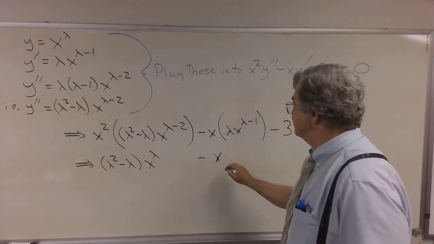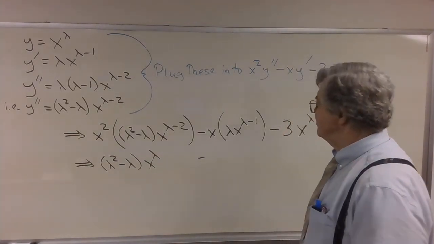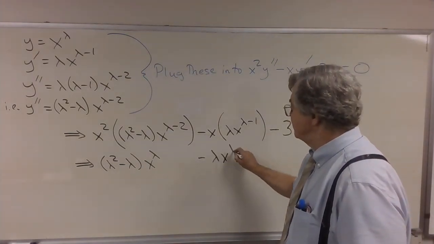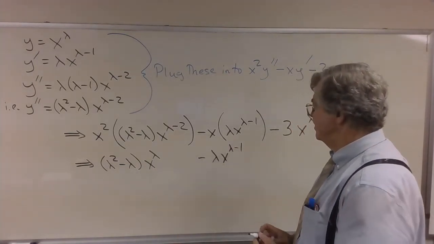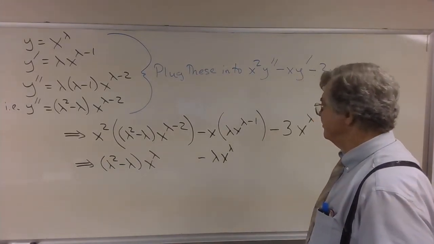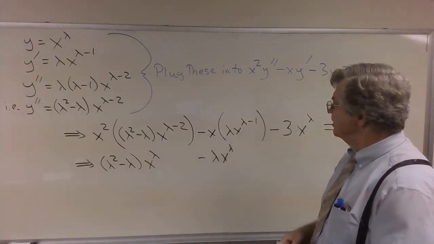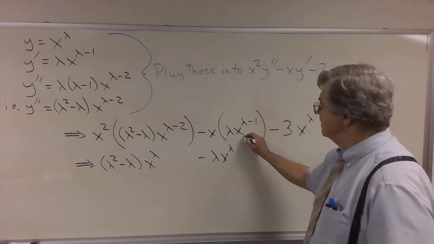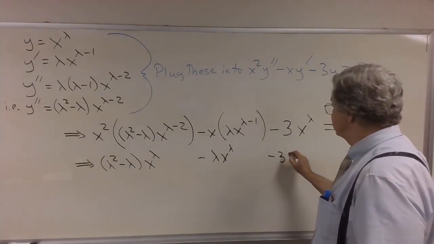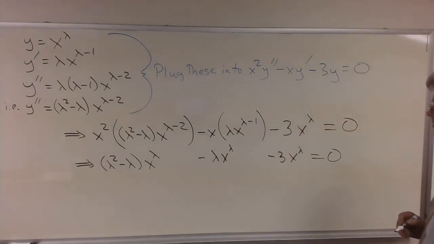So this term is lambda x to the lambda. X to the first times x to the lambda minus 1, the exponents add, we just get lambda. And here we get minus 3x to the lambda equals 0.